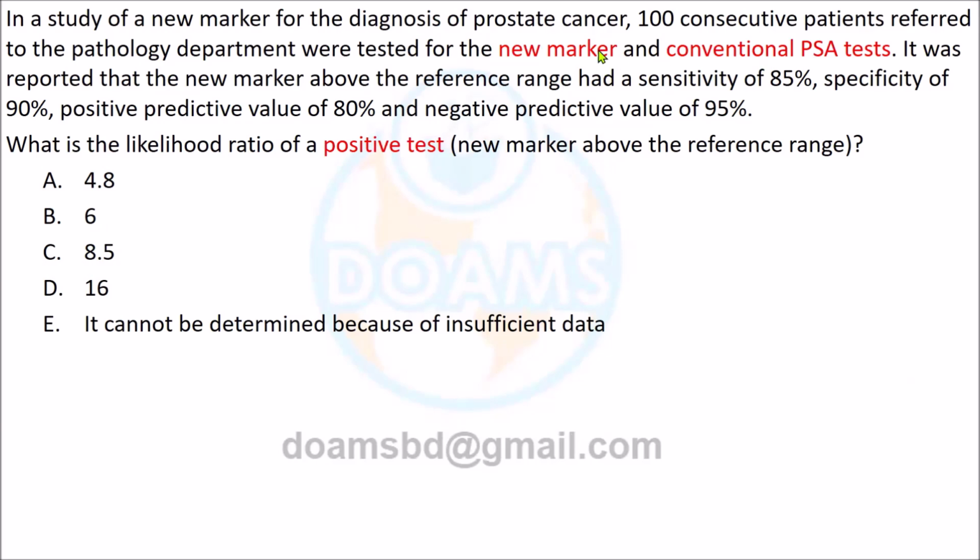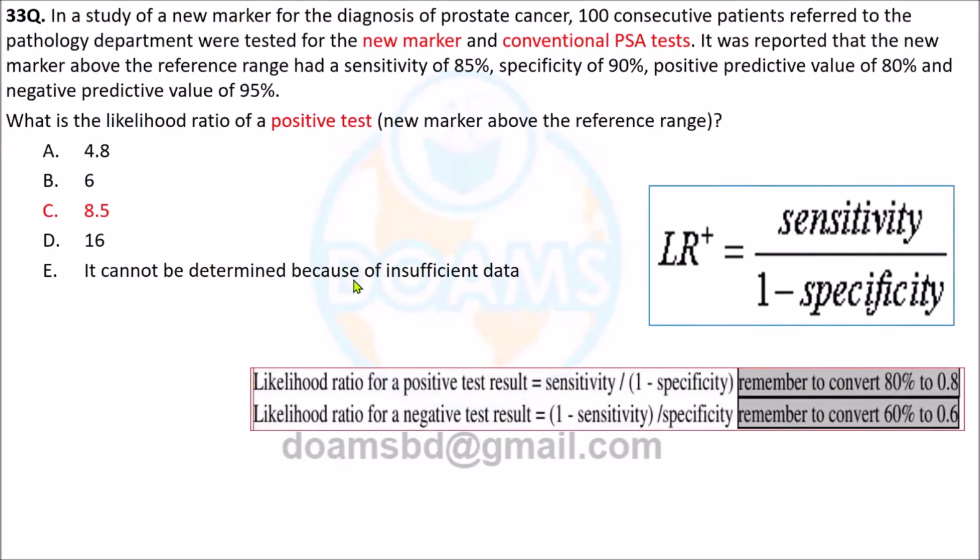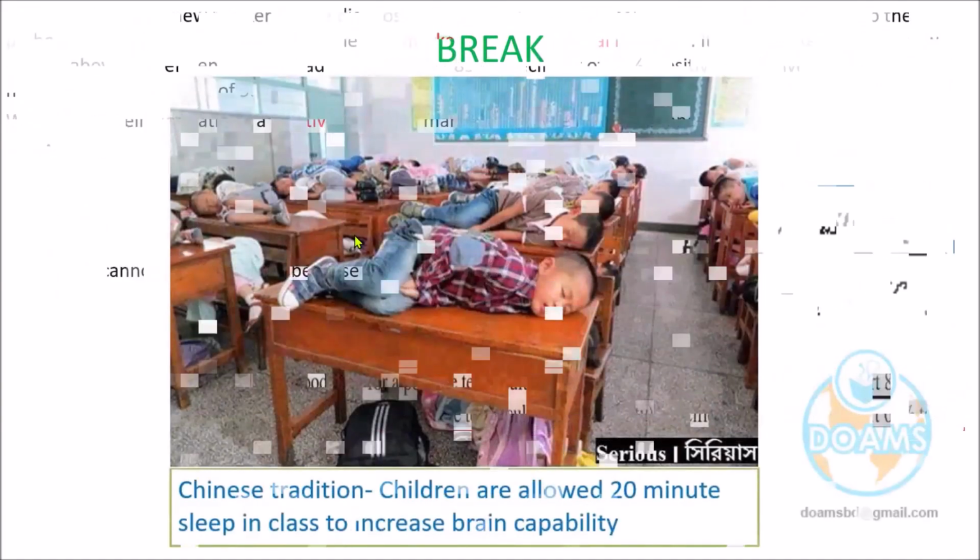New marker, conventional. You are actually comparing the new marker with the conventional one. Okay. So the calculation will be like this. LR plus means sensitivity divided by 1 minus specificity. So your calculation is 8.5. This is the calculation, doctor.